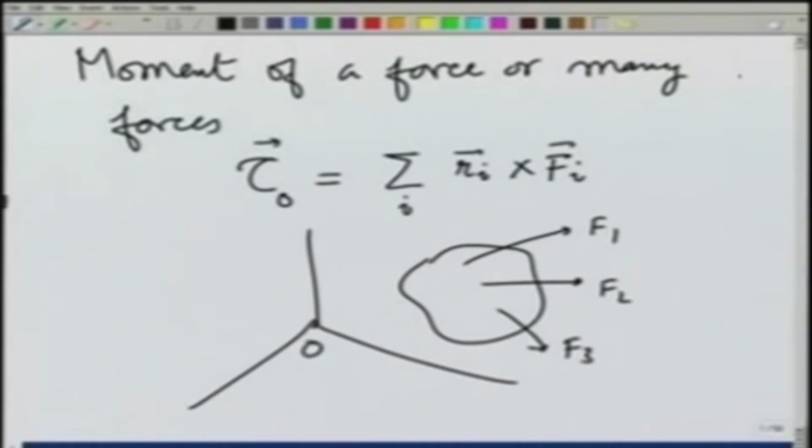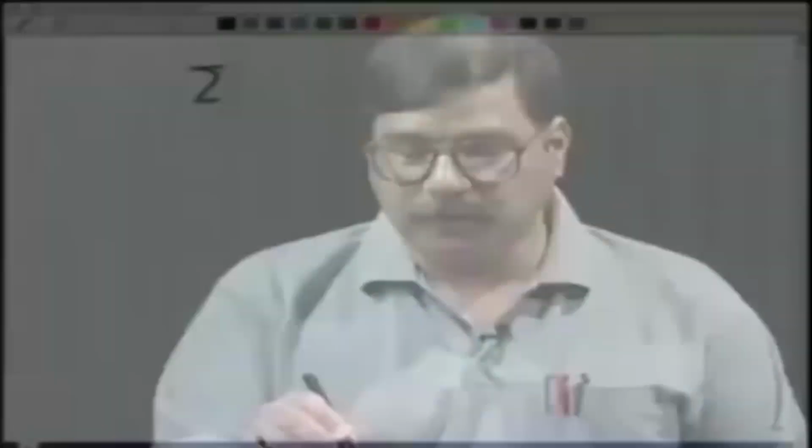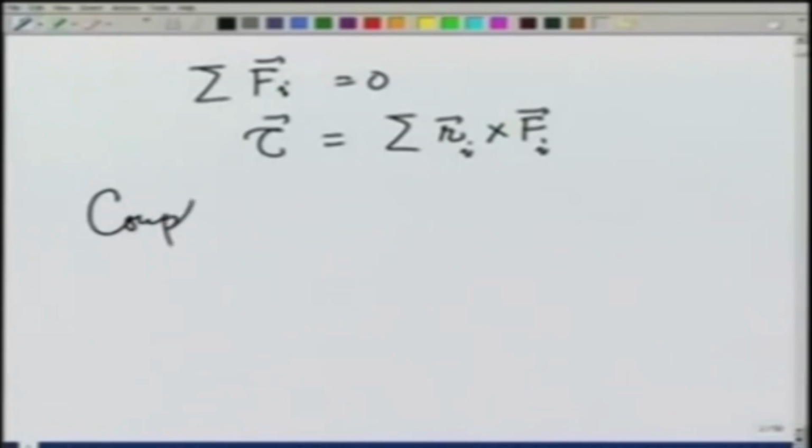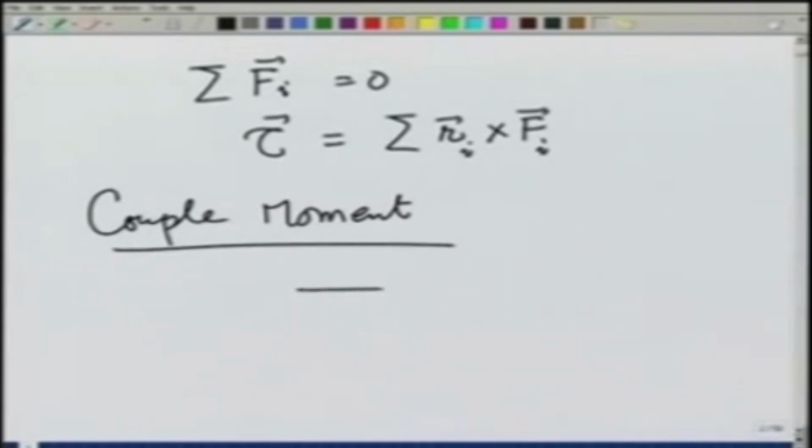We have also learnt that the torque is origin dependent. There is a very special case when the total force on the body is 0, then torque is independent of the origin. No matter about which point it is taken, it comes out to be independent. Then as a very special case of this, we define a couple moment, which is nothing but two equal and opposite forces separated by a distance d.